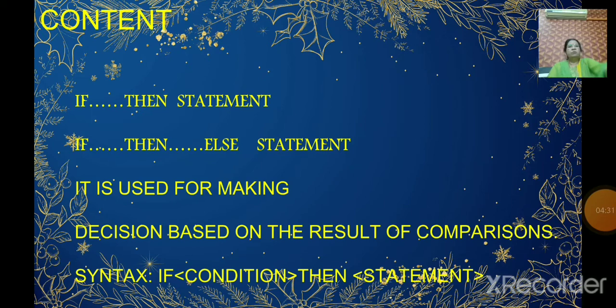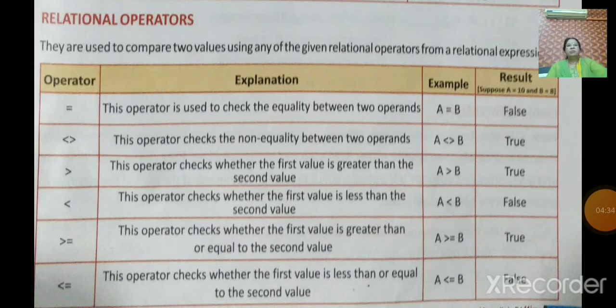Before that, let us see what the relational operators are, because when you are giving conditions, you should know the relational operators. We have already learned this in the previous session. First, the equal to operator is used to check the equality between two operands, that is A is equal to B, right.